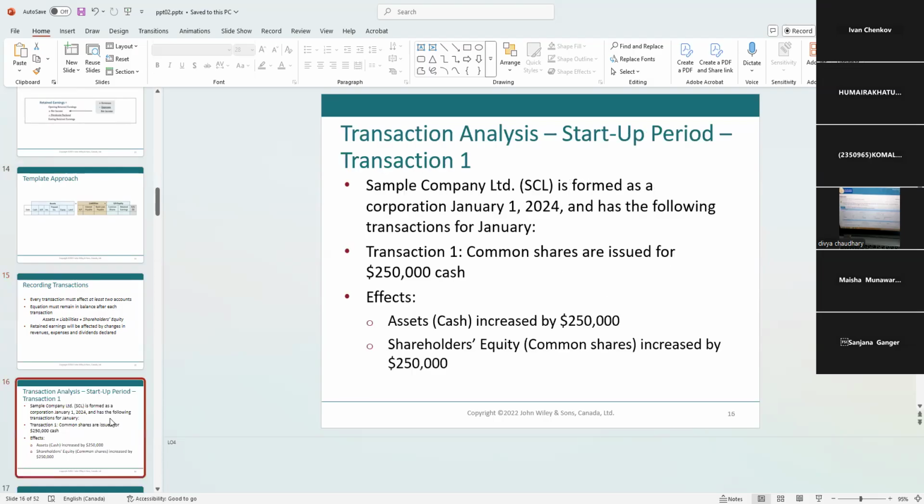So let's start with transactions in this company. The company is a simple company, which started corporation on January 1st, 2024. The first transaction that the company did is the shareholders invest $250,000 cash and the company gives them shares. So what do we have to do? We have to start doing our accounting work. How can we do that?